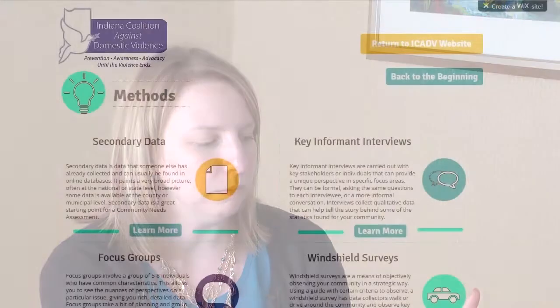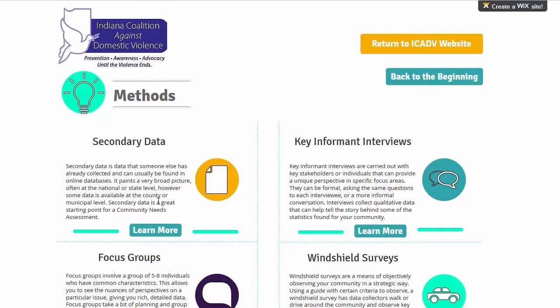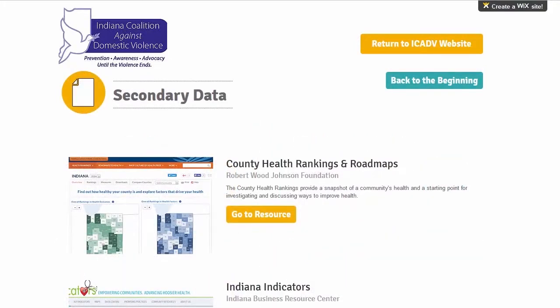Probably my favorite piece of the methods is the secondary data, because it houses all of these different databases in one place. So you don't have to try and rack your brain remembering what was that one website that someone told me to check out that has to do with this kind of information.